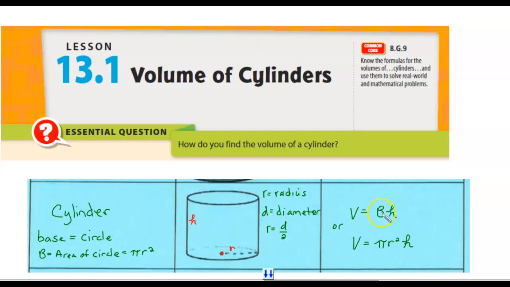So the volume for a cylinder is found by finding the area of the base times the height, or volume is pi times radius squared times height of the cylinder.